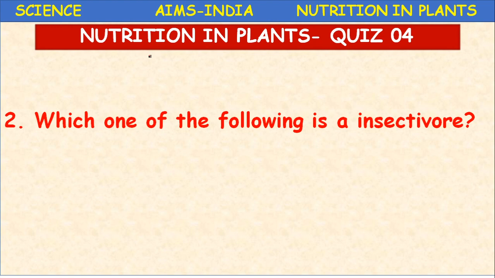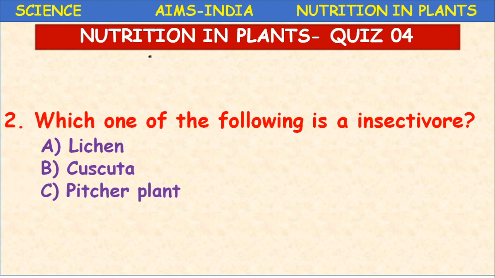Which of the following is an insectivore? Lichen, Cuscuta, pitcher plant, Rhizobium. Once again, pitcher plant. Here different examples are given. Lichen is a symbiont; it will undergo symbiosis, a combination of algae and fungi. Cuscuta is a complete stem parasite. Rhizobium is a symbiont.